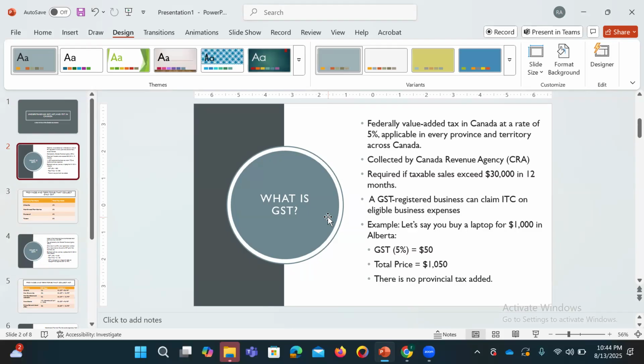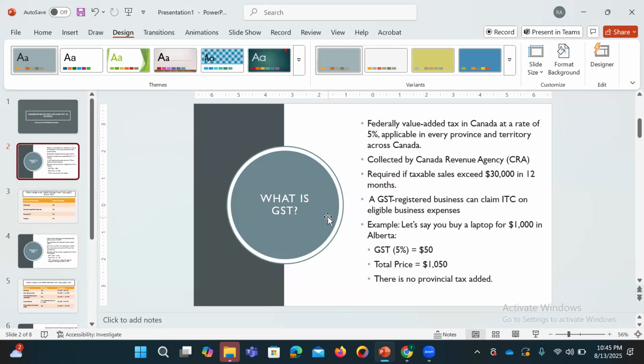For GST HST for business, if you are a business owner making more than $30,000 in taxable sales, I repeat, taxable sales per year, you must register for GST under Canada Revenue Agency. If you are a GST registered business in Canada, you can claim your business expenses through ITC. ITC stands for input tax credits.